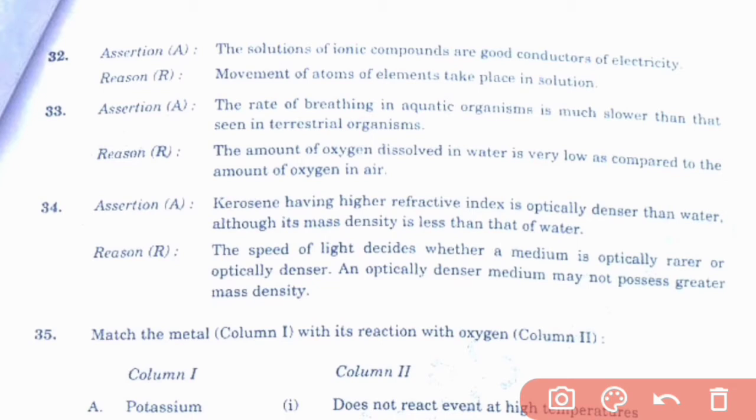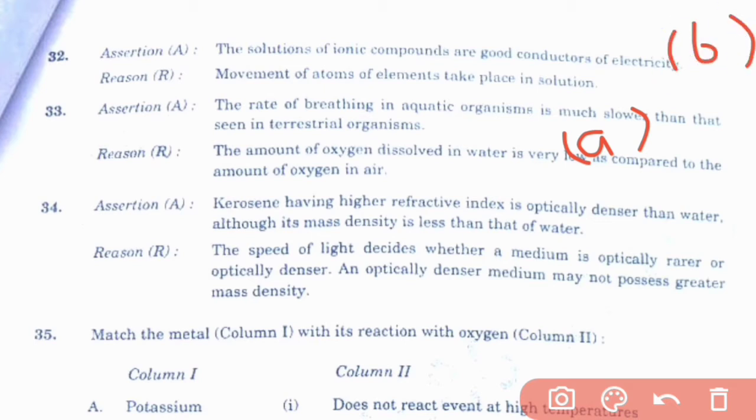Next question is question number 33. Assertion: the rate of breathing in aquatic organisms is much slower than that seen in terrestrial organisms. Reason: the amount of oxygen dissolved in water is very low as compared to the amount of oxygen in air. So the correct option is option number A, which means both assertion and reason are true. Question number 32's answer is B.